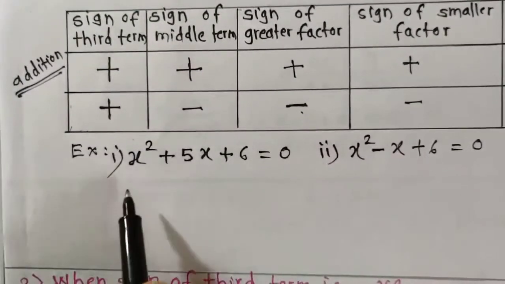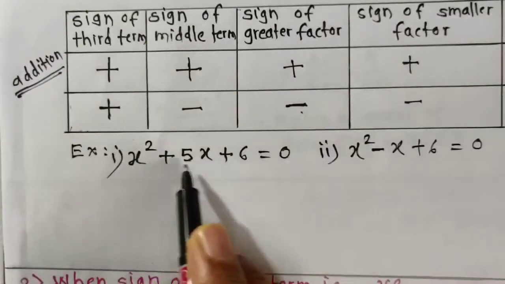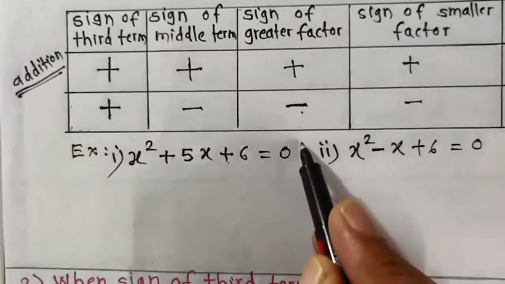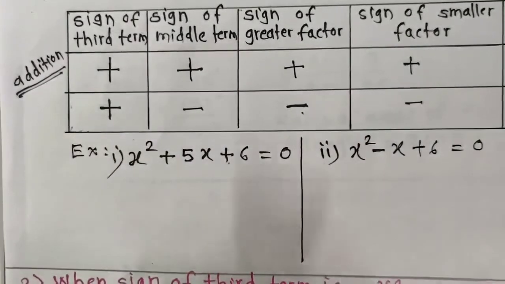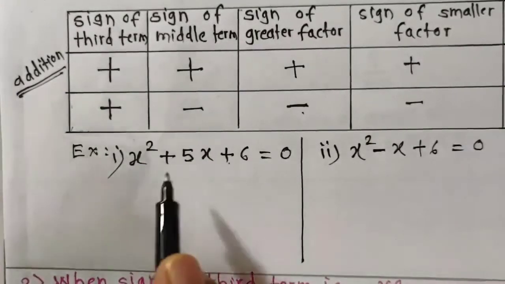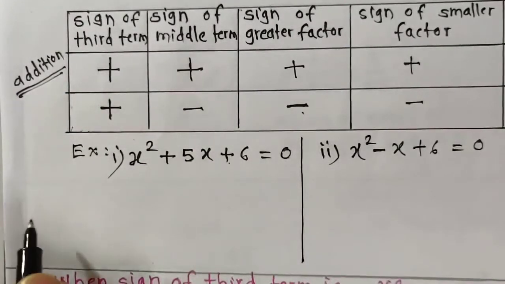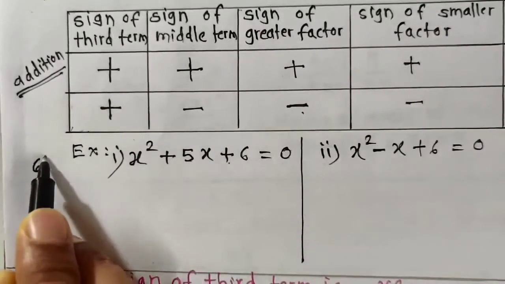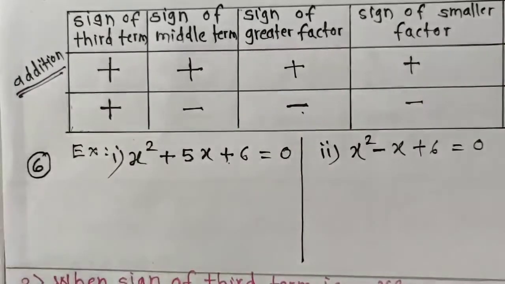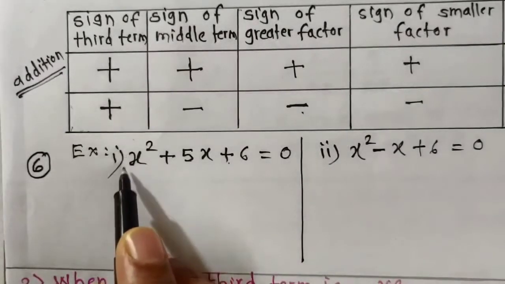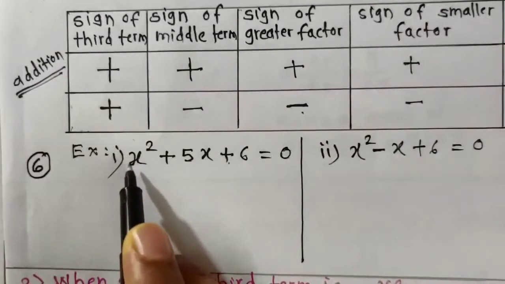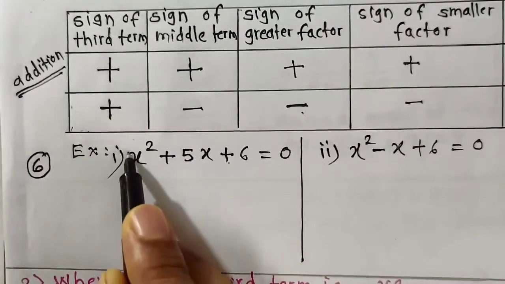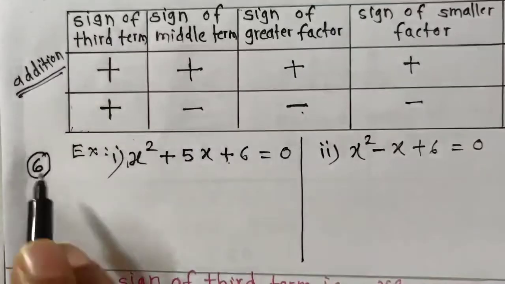Now let us see 2 examples. Here 2 examples are given. First example: x square plus 5x plus 6. Here the last term is positive. In both the cases the last term is positive, but the middle term is positive here and negative there. Here find the 2 factors of 6, such that 6 is the product. How will we get the product? Coefficient of the square term, here it is 1, multiplied by the third term. Coefficient of the first term multiplied by the third term. So 6 ones are 6, that is the product.